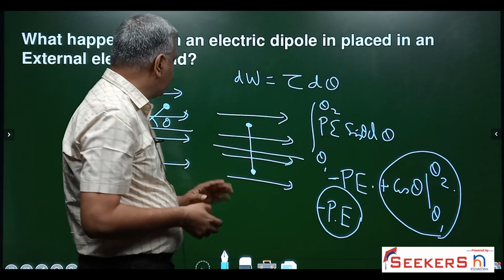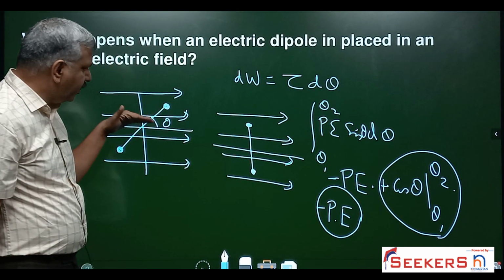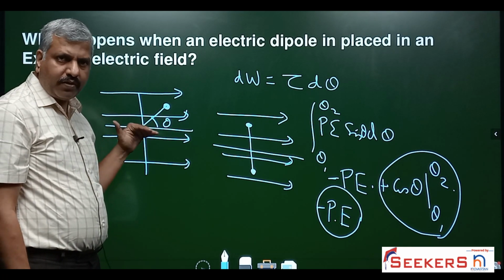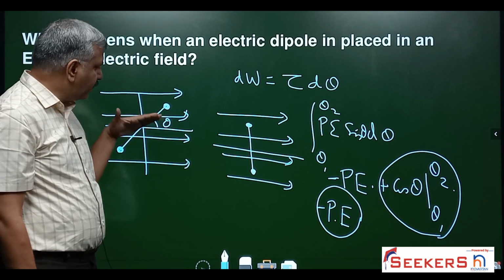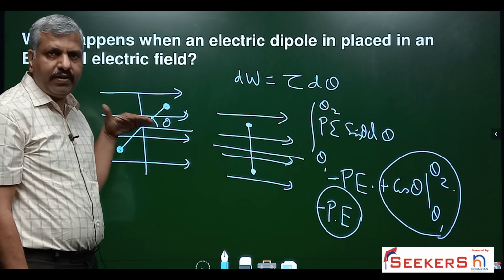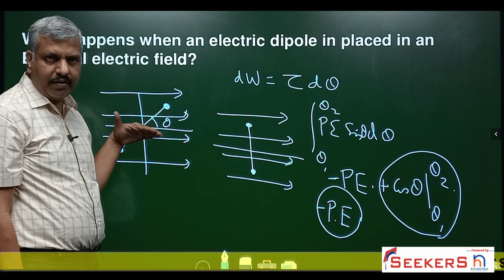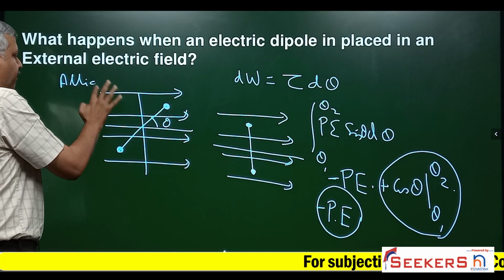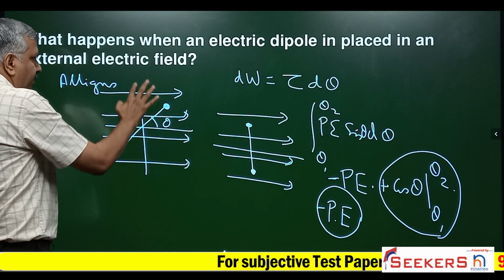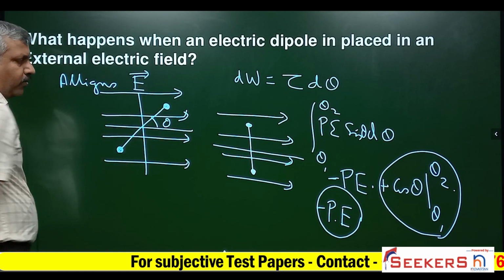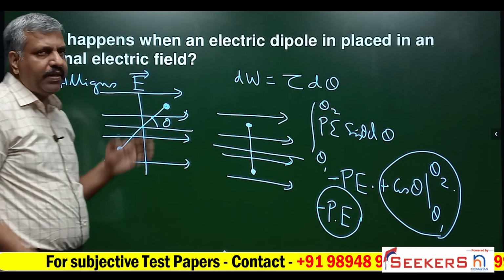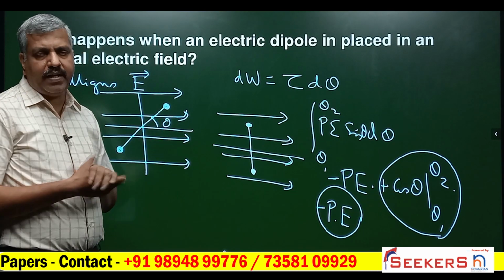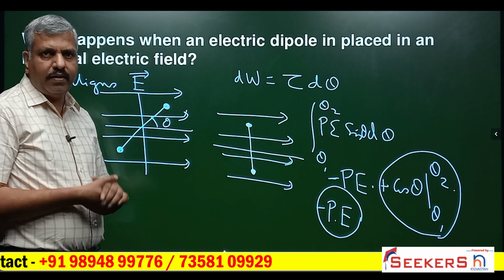So, two things. When you have a dipole in an external electric field, there is a torque acting on it. Because of the torque, over a period of time, the dipole will try to align itself in the direction of the external electric field. So the dipole aligns in the direction of E. This is what happens when a dipole is placed in an external electric field. So over a period of time, all the dipoles will be aligned in the direction of the electric field.